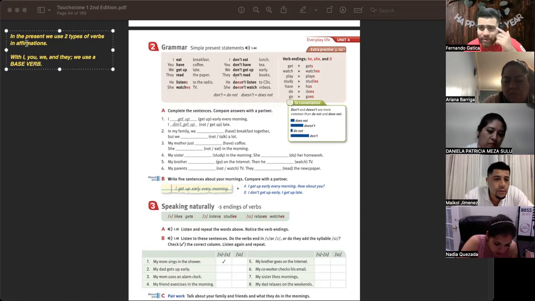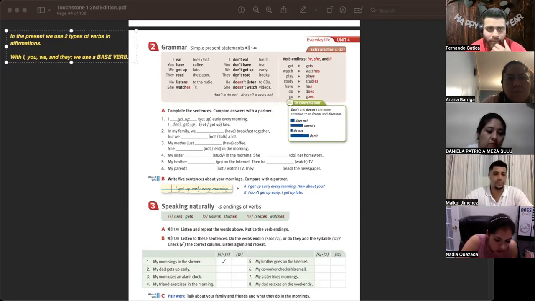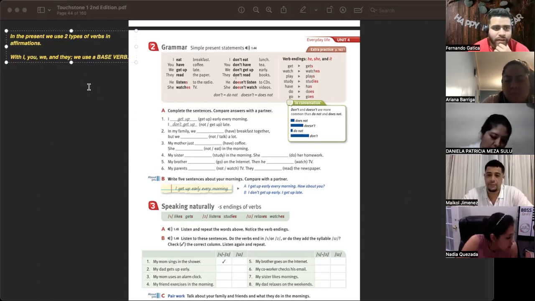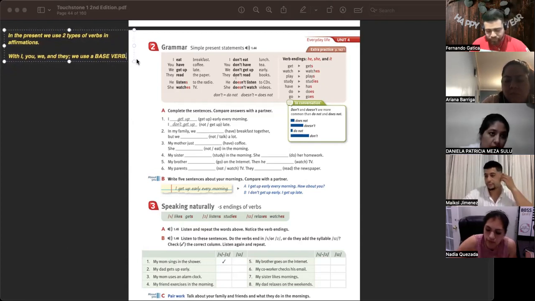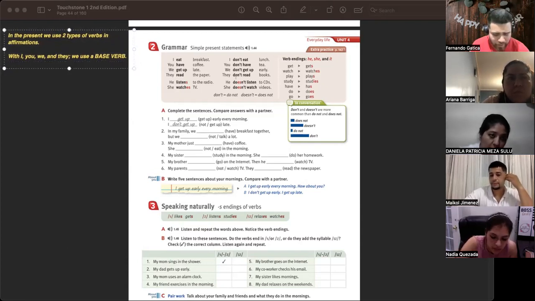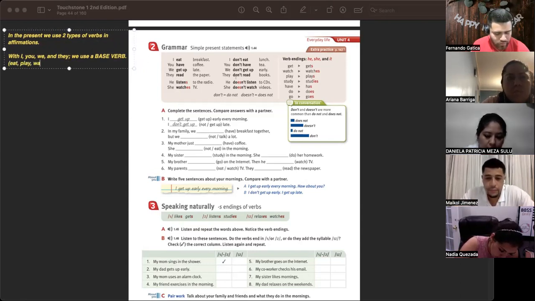Can everybody see, or is that too small? Okay, Michael, you can see? Yeah, okay, good. With I, you, we, they, we use a base verb. Base verbs are like eat, play, watch, etc.